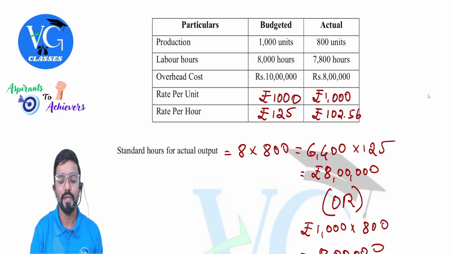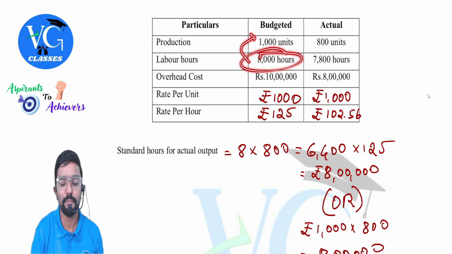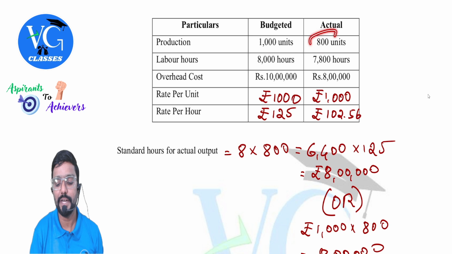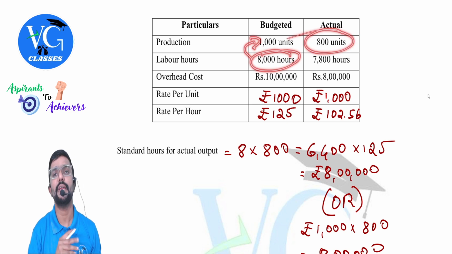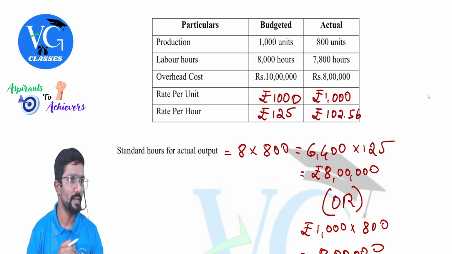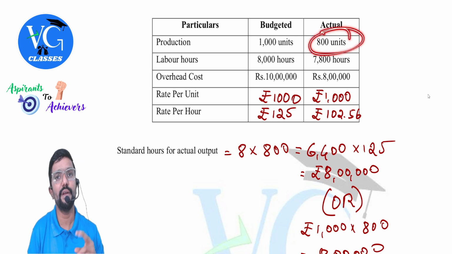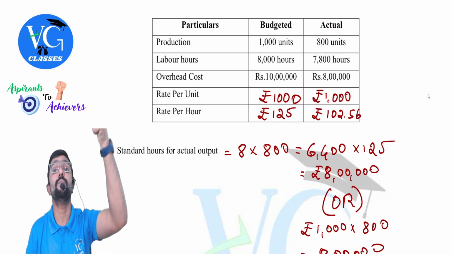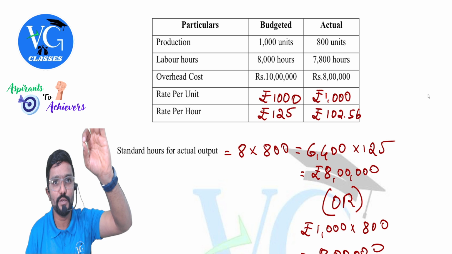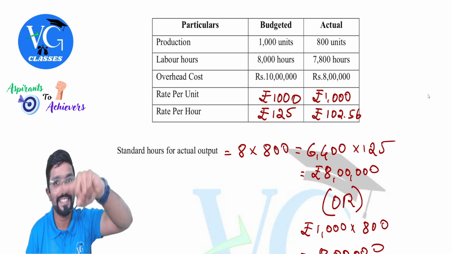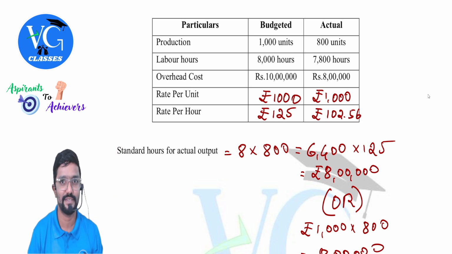I repeat once again. Budgeted hours is always for budgeted output, whereas standard hours, we need to convert it for actual output. How is it, sir? Simple. 8000 is for 1000 units. How much for 800 units? That means to produce 800 units, how many hours you were supposed to take? Hope you understood, guys. Here budgeted is different, standard is different, with respect to hours.